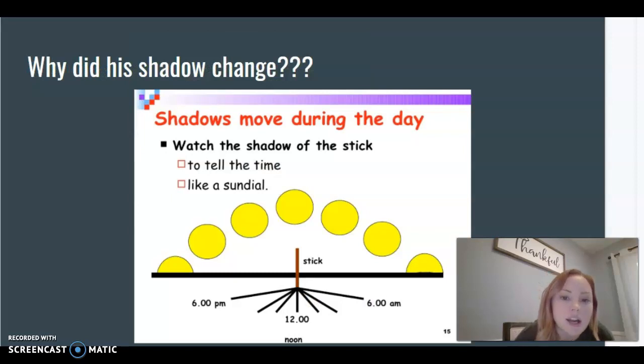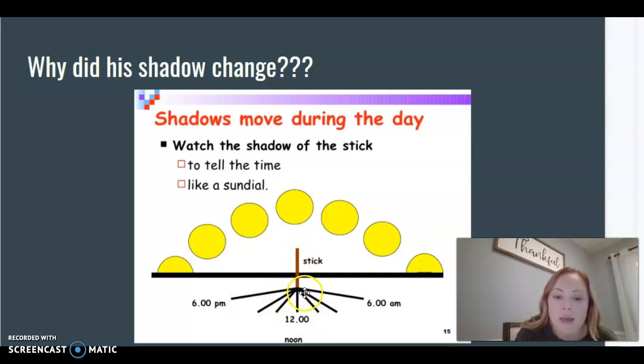And why did this shadow change? Why did his shadow change? Why did your shadow at home change? Shadows move during the day, and here's an example. It says, watch the shadow of the stick to tell the time like a sundial. So this is just another example of how shadows can change. So someone stuck a stick in the ground and they made a line to show how long the shadow was at different times throughout the day.